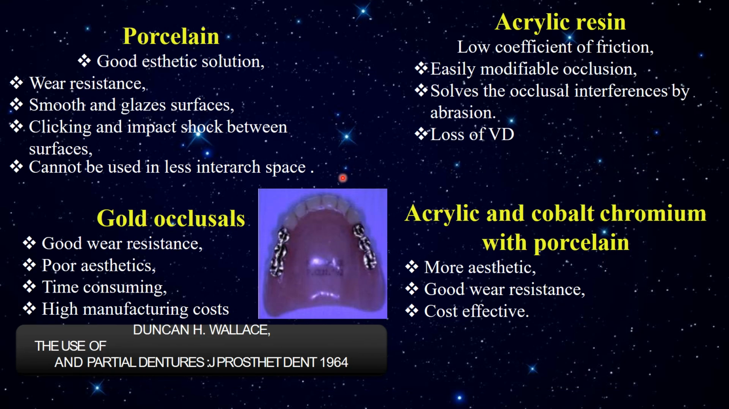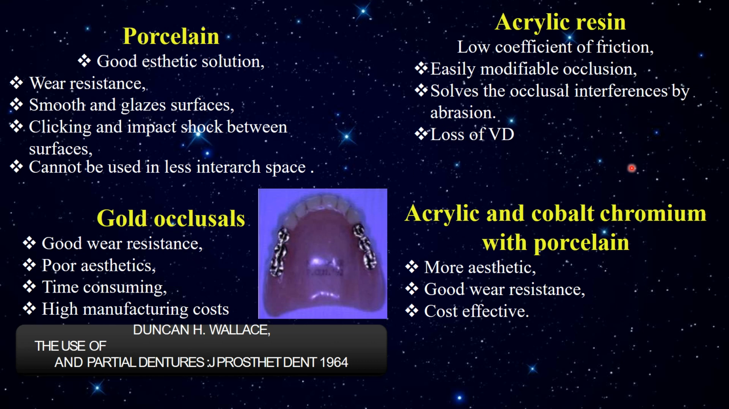Different types of teeth that have been used over the years are the acrylic teeth, the porcelain teeth, the gold occlusal surfaces, and the acrylic teeth with cobalt chromium occlusal surfaces. These all have been tried over the years. Porcelain teeth are no longer used because of their attrition or abrasion of the opposing teeth, and due to the clicking sounds that are produced by porcelain teeth, and also due to the frequent debonding of the porcelain teeth from the acrylic resin. Gold occlusal surfaces have poor aesthetics, they are time consuming and expensive, so they are not used.